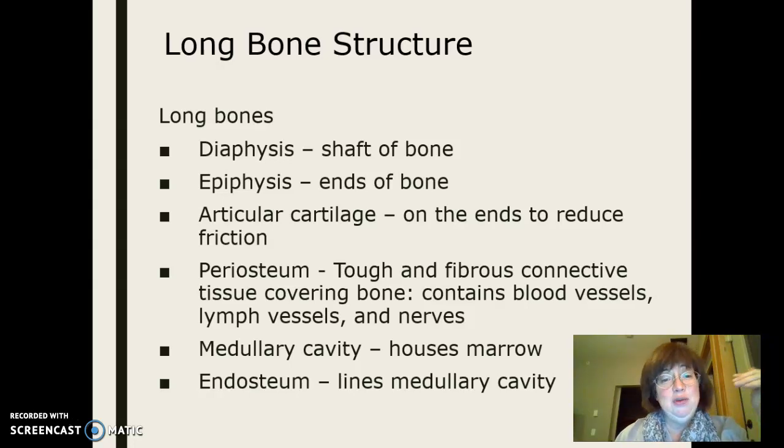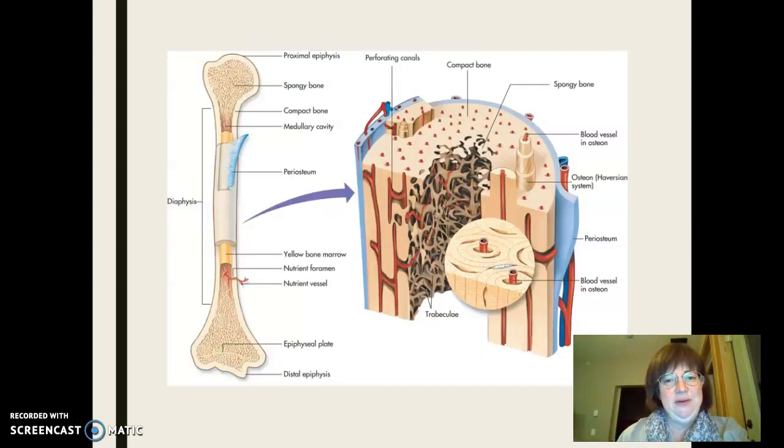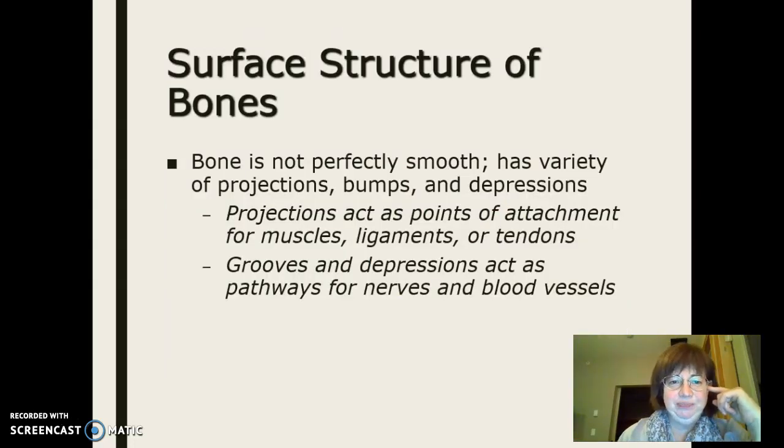Then to help with your bones, you've got articulating cartilage on each end, which helps reduce friction. Your periosteum is the tough fibrous cover on the outside, and this contains your blood vessels, lymph vessels, and nerves, so it's very important. Inside your medullary cavity is where bone marrow is, and then you have the endosteum, which is inside. So oste is a bone word, so hopefully you figured that out. And here's a diagram. Just kind of generally know this.